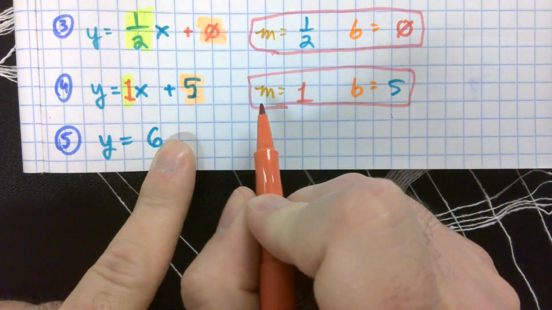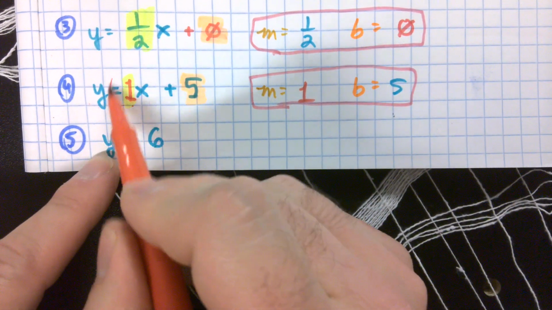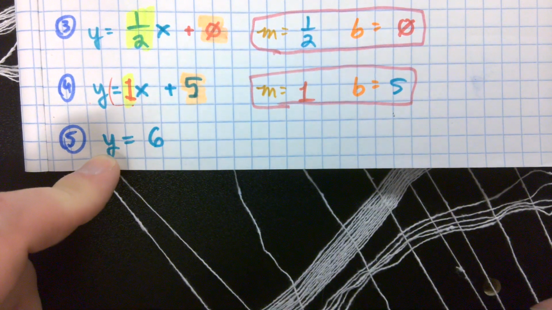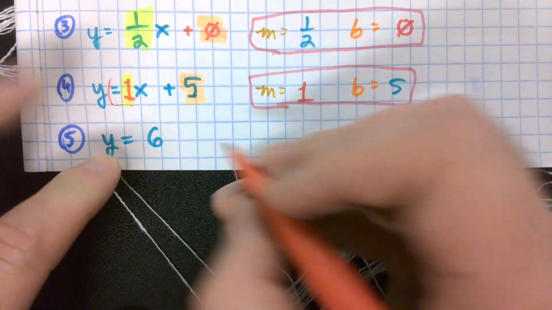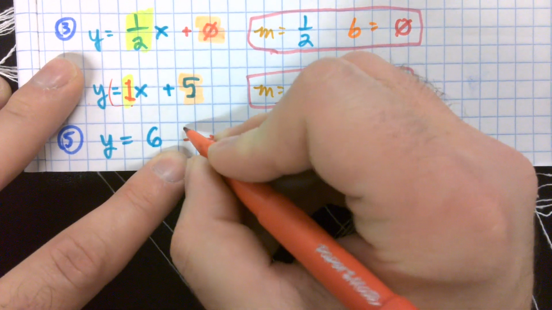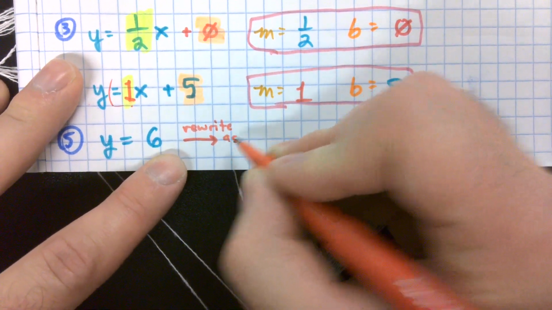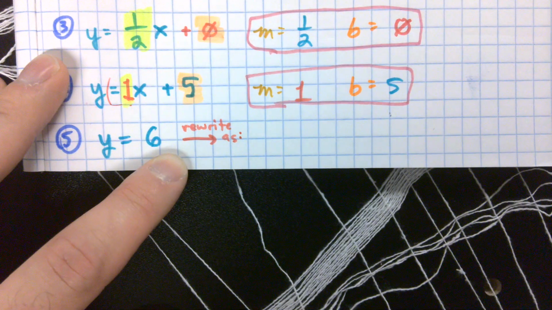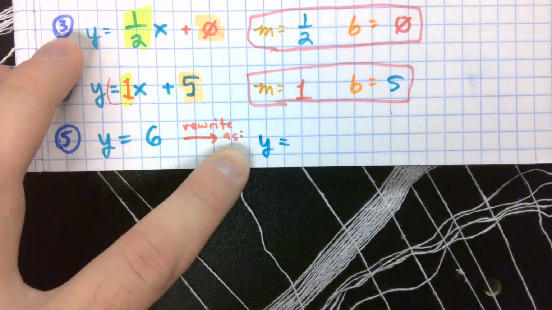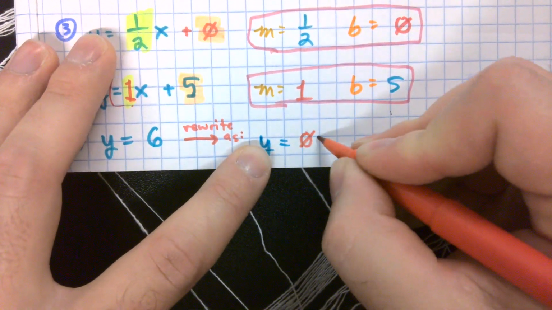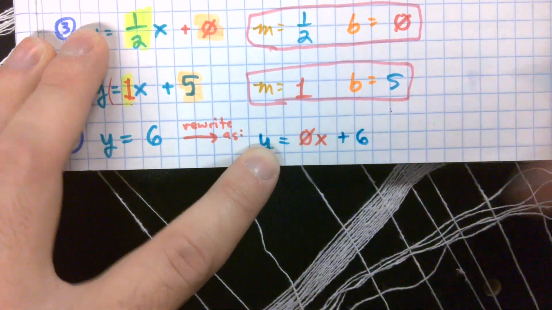If we're trying to find m, we just look for the number directly in front of x. Now here we had an x with no number in front, so we know that number is actually 1. But here I don't see an x at all. So here's what we're going to do. We can rewrite this as y is equal to 0x plus 6.